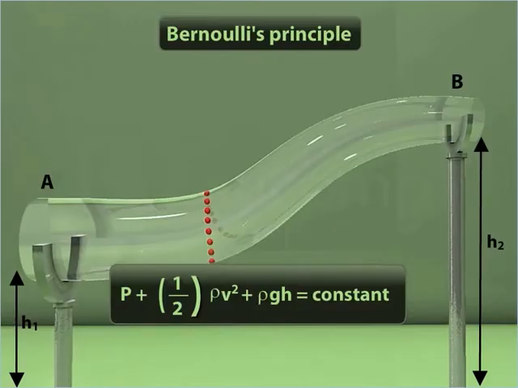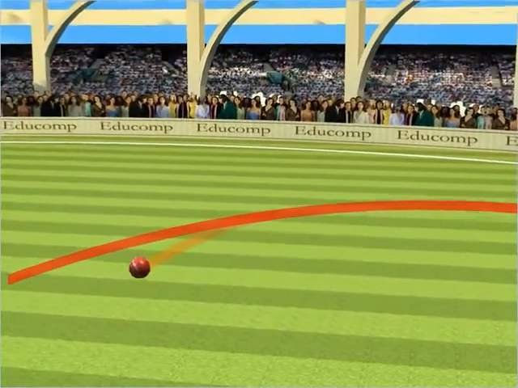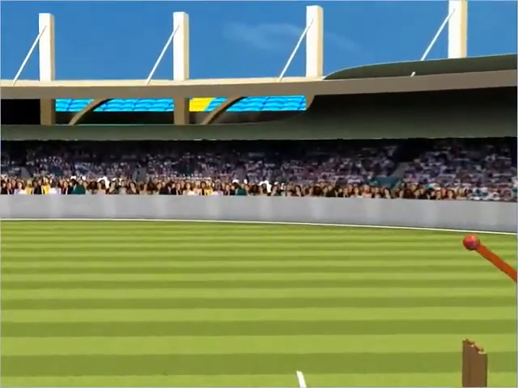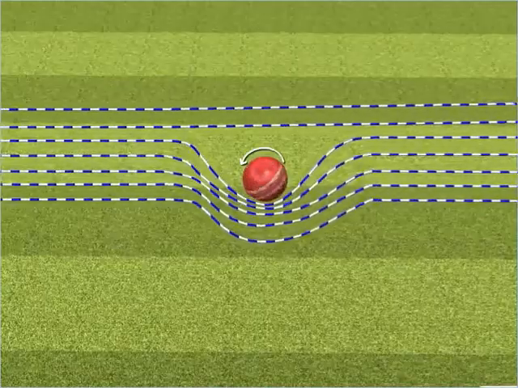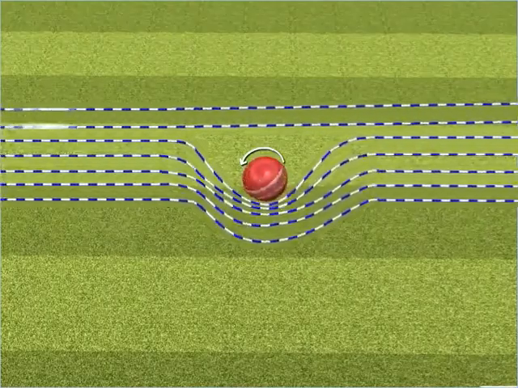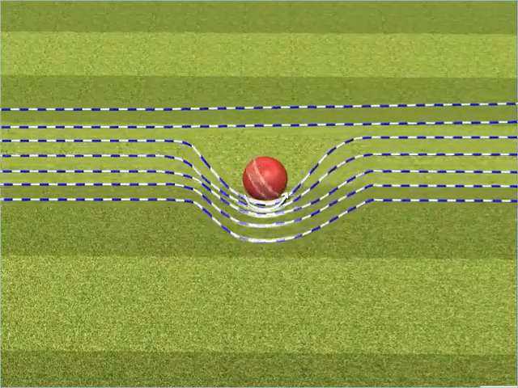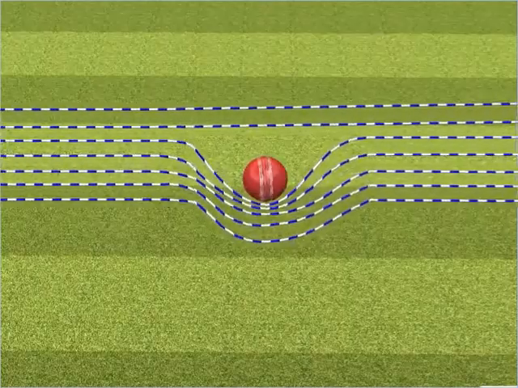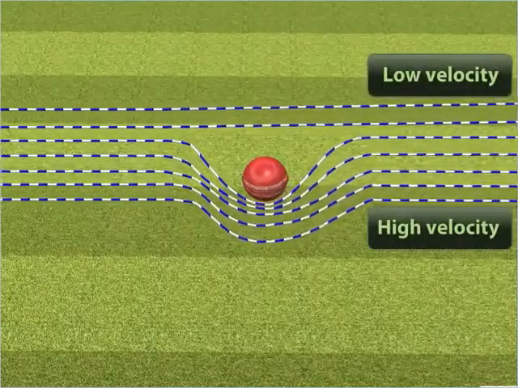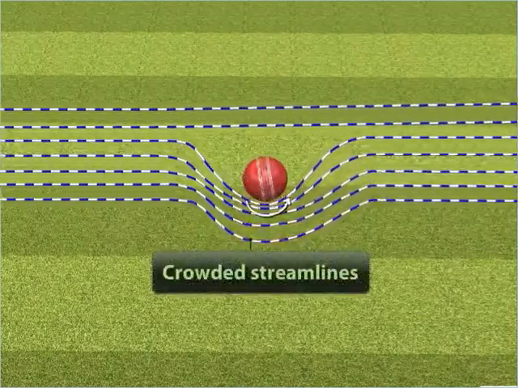Now that you've learnt about Bernoulli's principle, let us try to answer why a spinning ball deviates from its parabolic path. As the spinning ball moves through the air, the direction of ball spin opposes the direction of airflow above the ball, whereas spin is in the direction of airflow below the ball. Thus, the velocity of air below the ball is greater than that above it. Due to this, the streamlines get crowded below the ball.